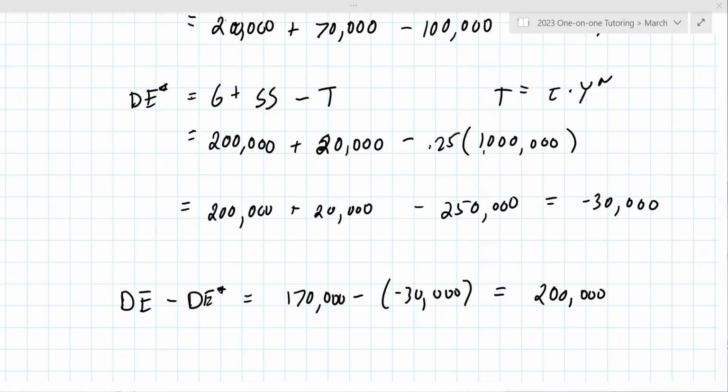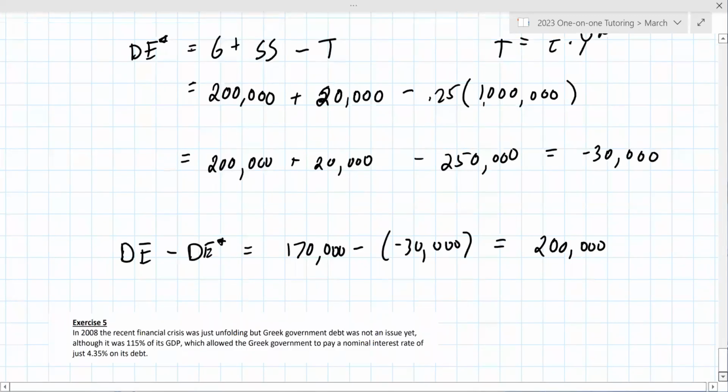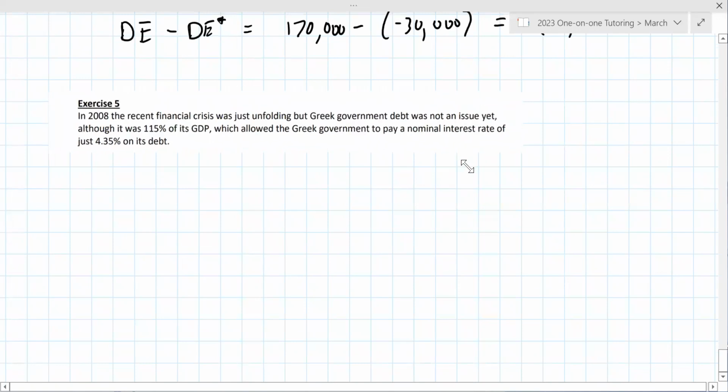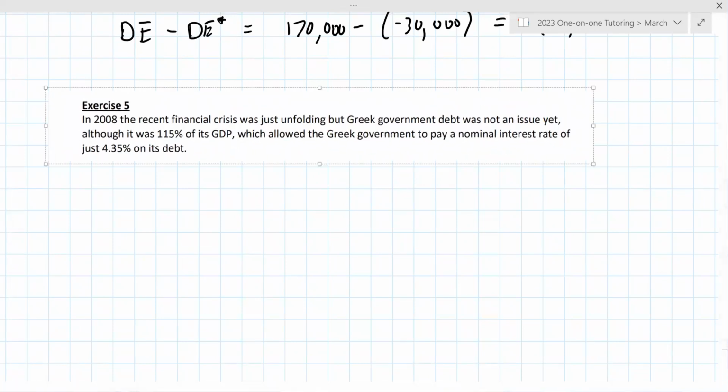Problem 5. Looks like we're moving to a new type of problem here. Okay, so this is the first part. Let me snip in the second part.